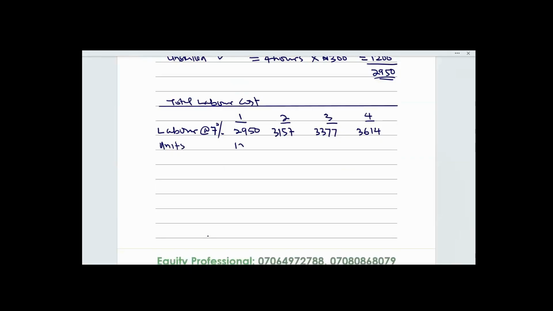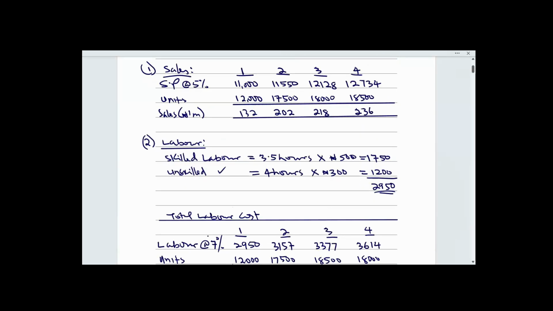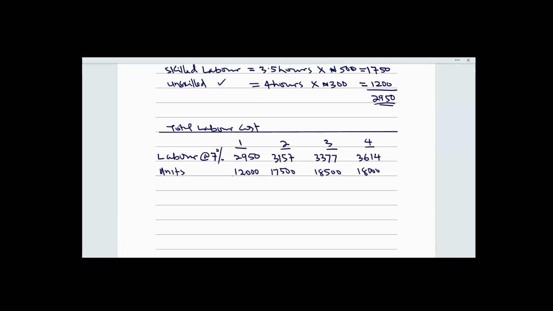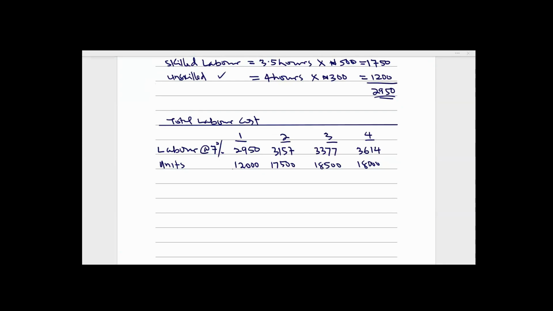The first year unit is 12,000, 17,500, 18,500, 18,000. No, I think year 3 is 18,000. Sorry. Yes, you are correct. Year 3 is 18,000, year 4 is 18,500. Okay, I tested you. I want to be sure you are following.